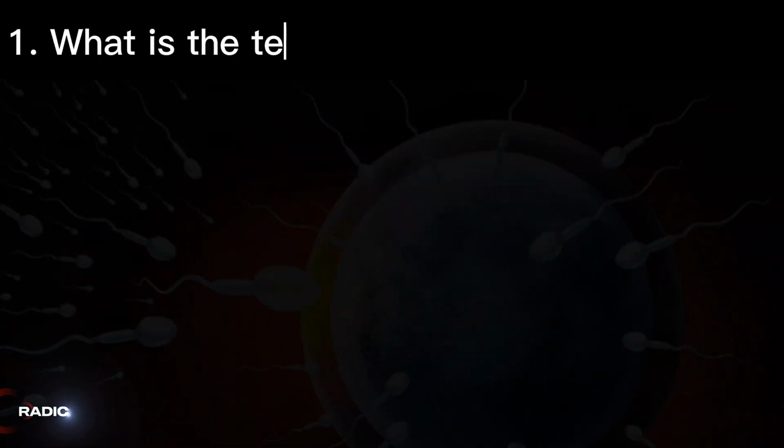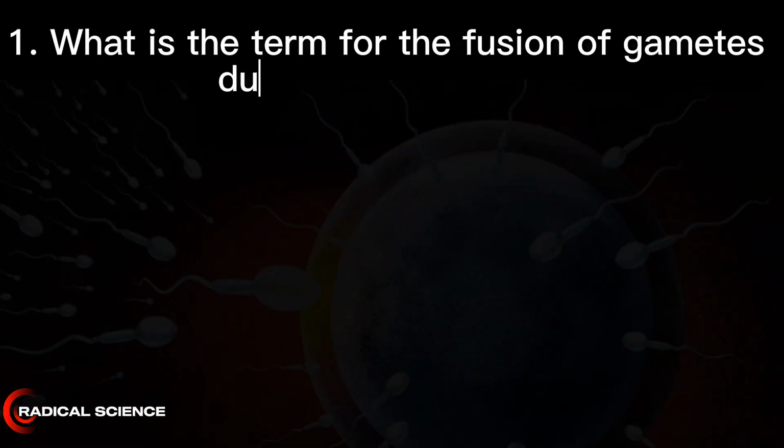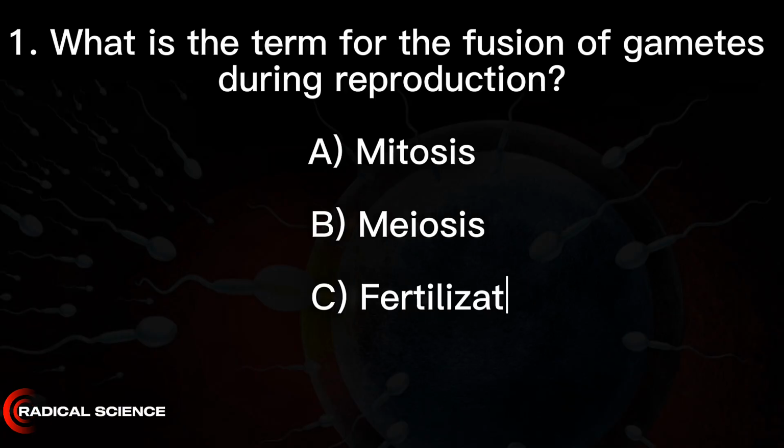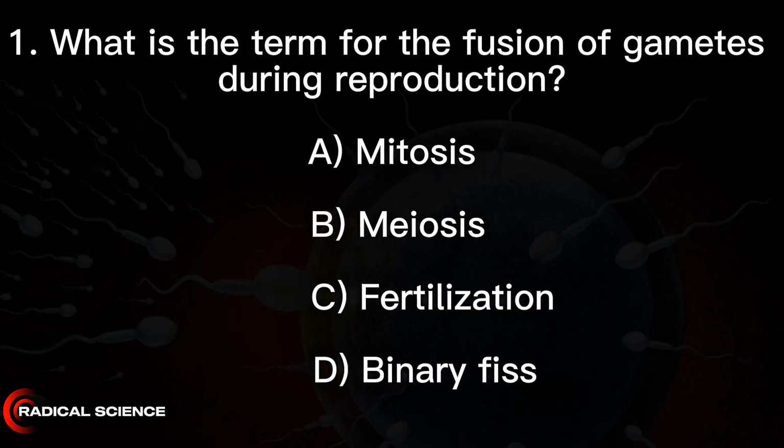So let us begin. What is the term for the fusion of gametes during reproduction? A. Mitosis. B. Meiosis. C. Fertilization. D. Binary fission.